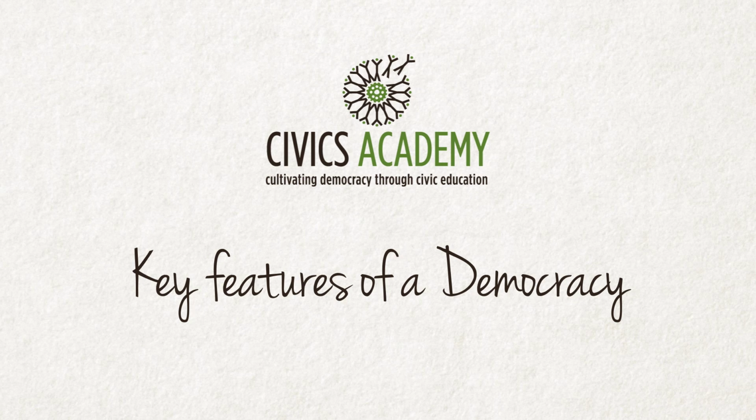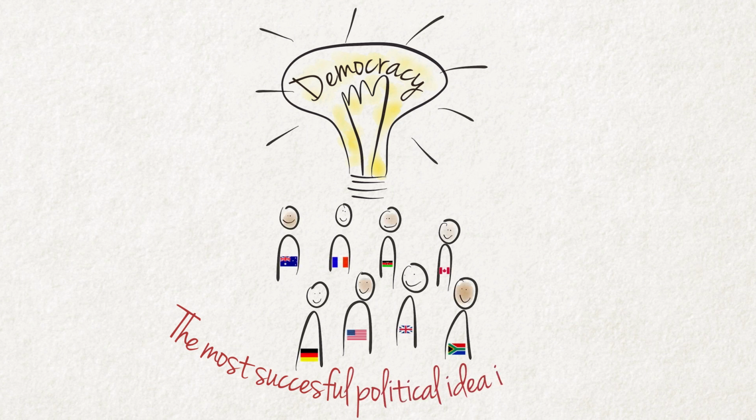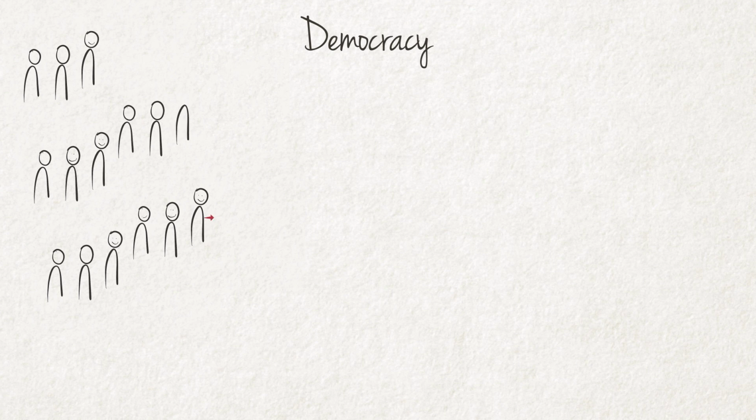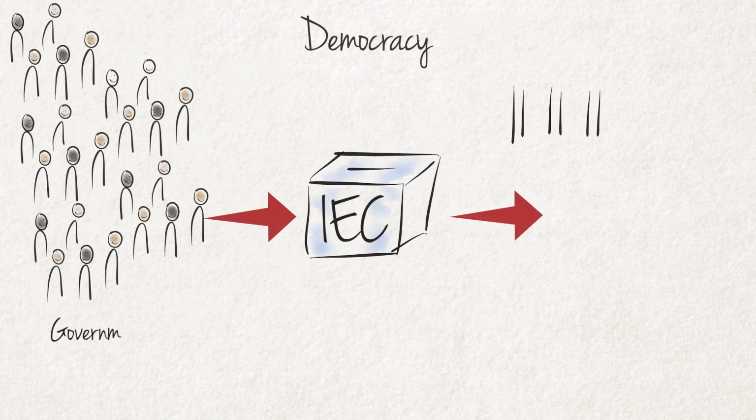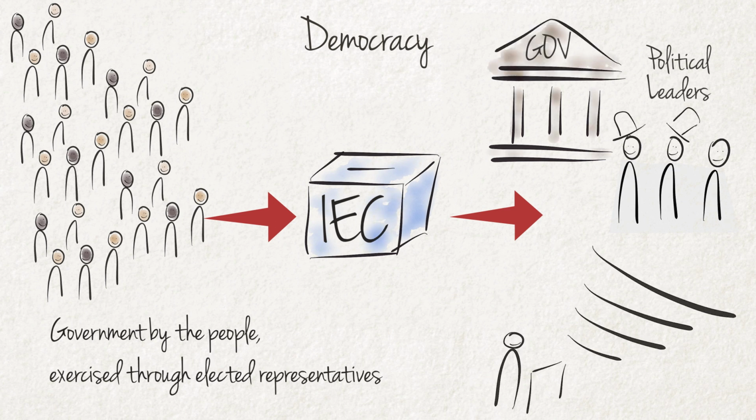What are the key features of democracy? Democracy is the most successful political idea in the world. Democracy allows ordinary people a decisive say in who governs a country and how they govern it. It is based on a system of government by all citizens of a country, typically exercised through elected representatives.